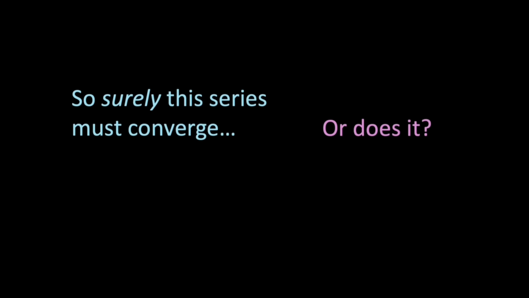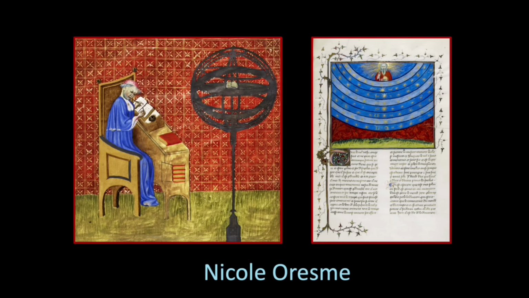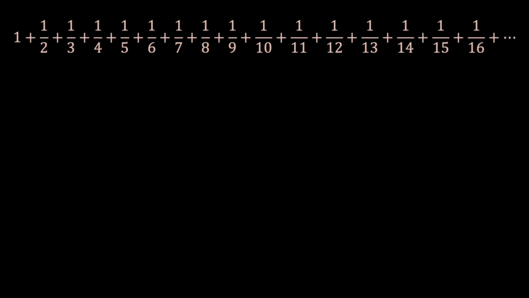Or does it? This is where a 14th century French scholar named Nicole Oresme enters the story and delivers a beautiful and surprising answer. His argument is simple, intuitive, and centuries ahead of its time. Oresme began by writing out the harmonic series, and then he noticed something truly clever. He grouped the terms in a specific way.